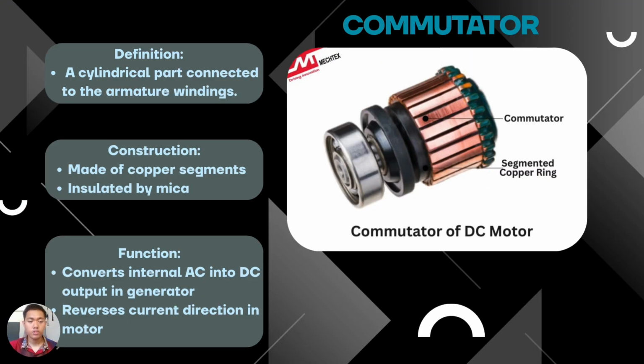For the next one, which is the commutator. The commutator is connected to the armature winding and is made of copper segments. Its function, very important in a generator, is to change the internal alternating voltage into direct current at the output. In a motor, it helps keep the rotation in one direction only. Without the commutator, the machine cannot produce a proper DC output.